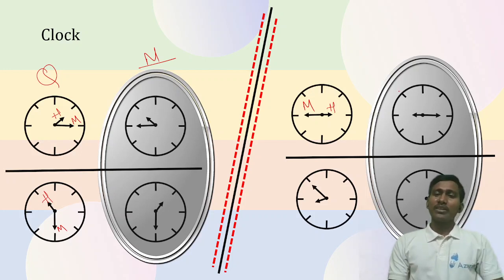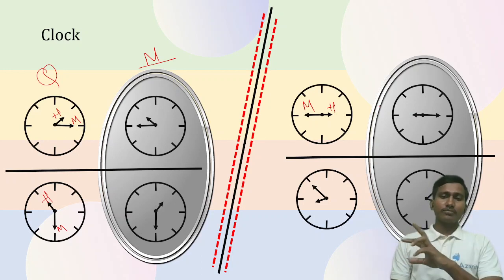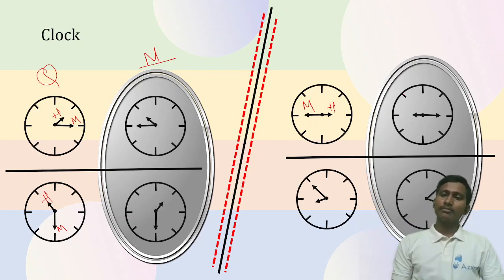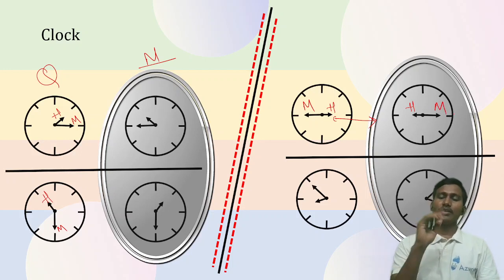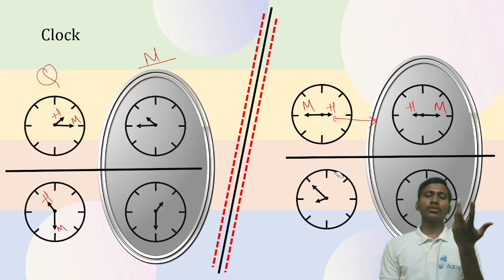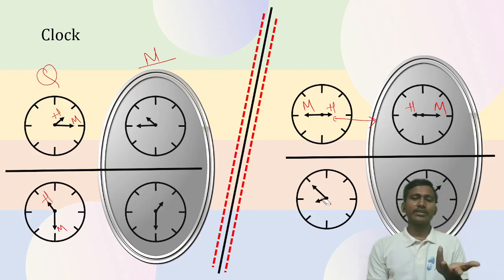Then in the mirror image, what will be the first, that is towards the mirror? It will be the hour hand, right? Because towards the mirror, that is near the mirror, is the hour hand. So the hour hand will be near the mirror, and then after that will be the minute hand. Understood?